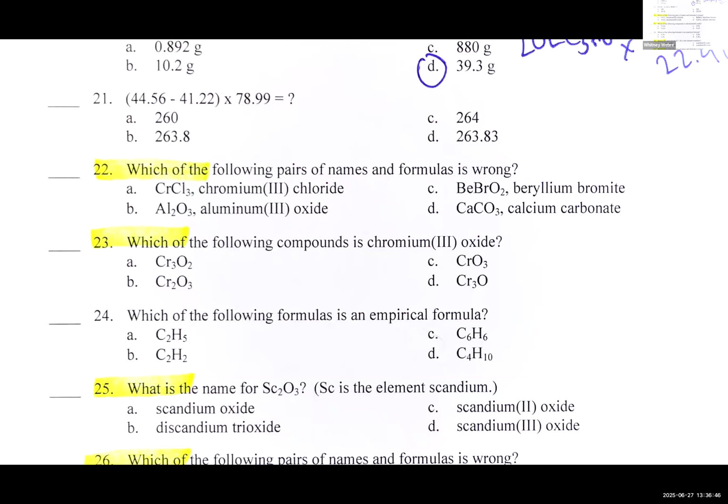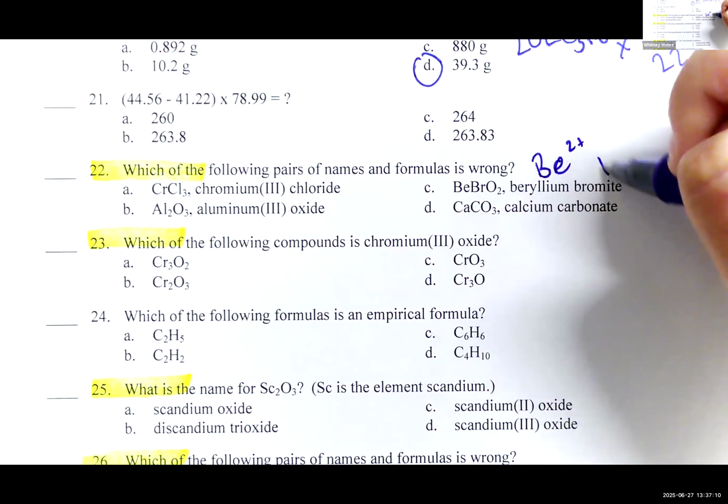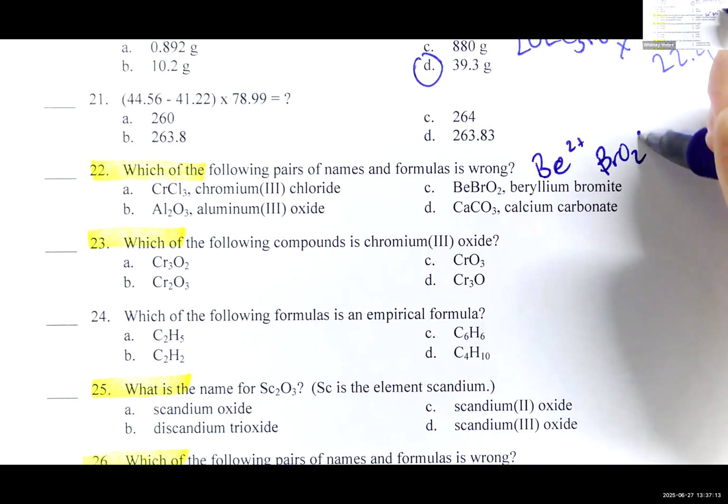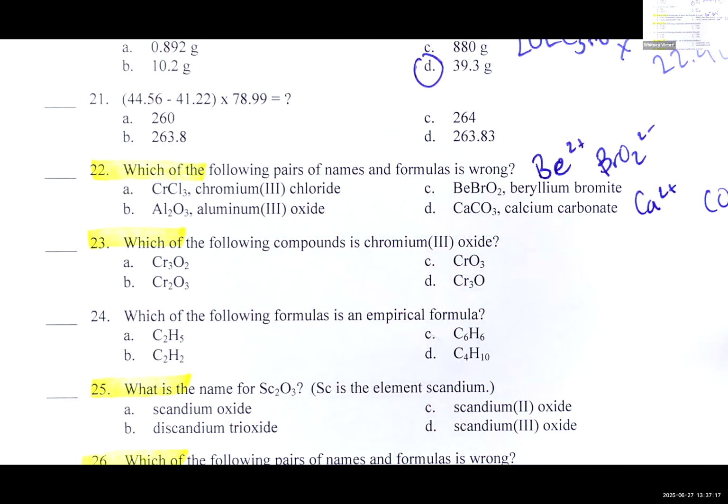Ca 2 plus, CO3 2 minus. So calcium carbonate. So that is also correct. A and B. So chromium, it says chromium 3 and aluminum 3, and it has chloride and oxide. This one you definitely want to make sure and check the crisscross. So first, I think this is Be plus Br2 minus, Ca 2 plus CO3 2 minus, that's correct.